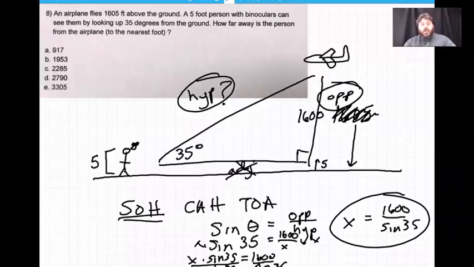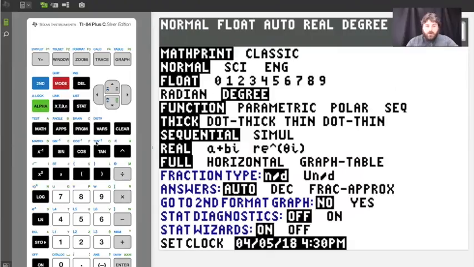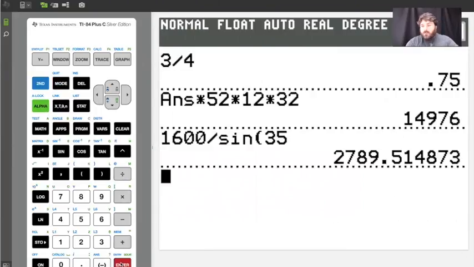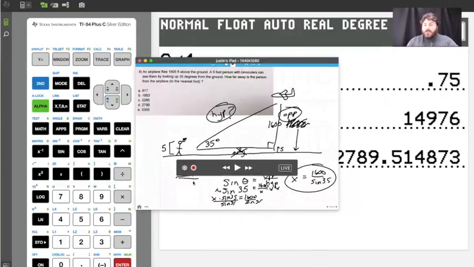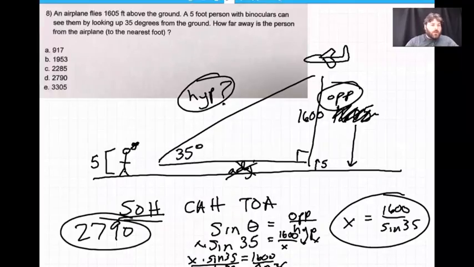Okay, so really all I've got to do is get out my calculator and do 1600 divided by the sine of 35. I also have to make sure I'm in the right mode. Am I in degree mode? Yes, I'm in degree mode. So then I can hit enter and it's going to give me an accurate answer: 2,789.5, which rounds up to the nearest foot of 2,790. 2,790 is my answer, so I'm going to go with answer choice D.